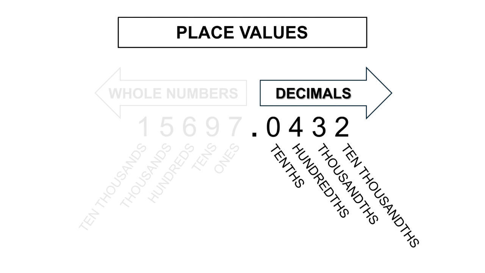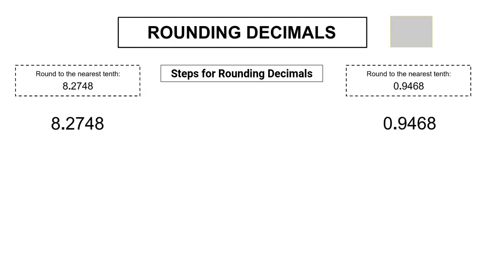We're going to put our focus on the right side, the decimal place values. And I highly recommend you memorize these place values before we move on, and it'll make it much easier when it comes to rounding decimals. Let's get into it. There's 3 steps we follow when it comes to rounding decimals, and we'll start off by rounding to the nearest tenth.